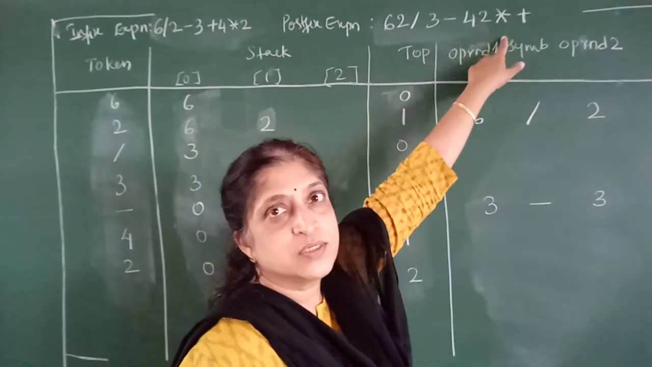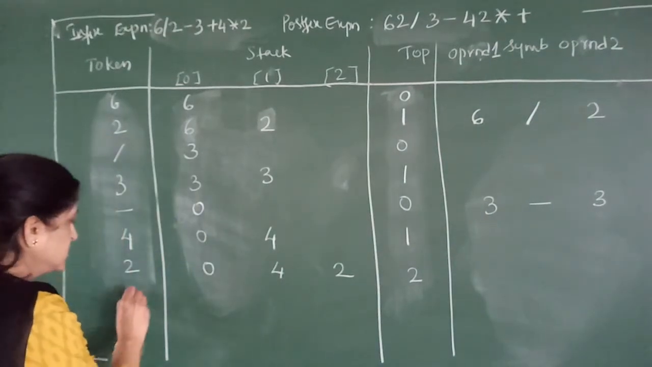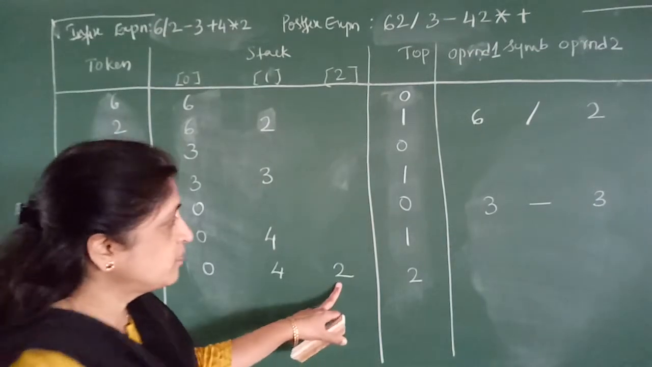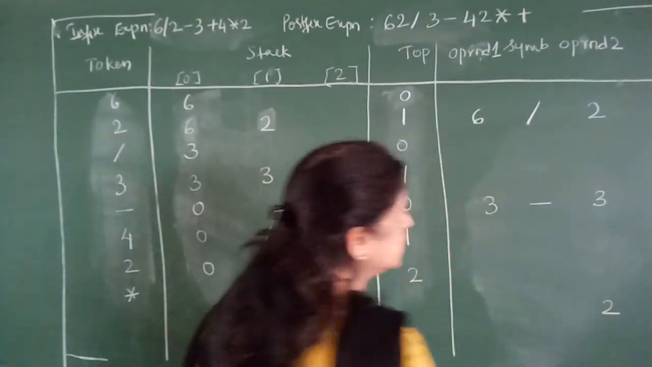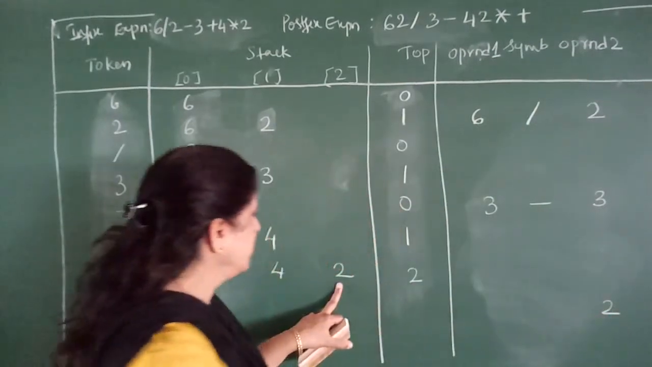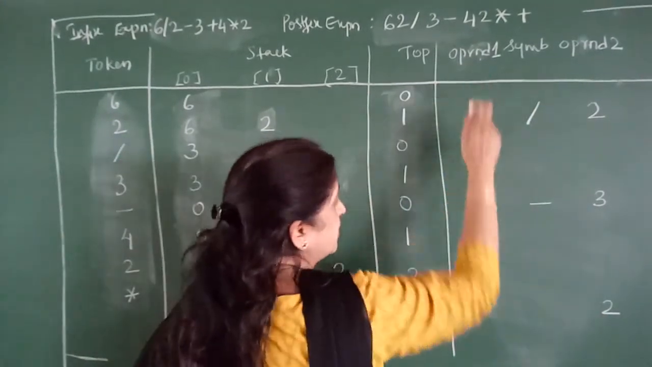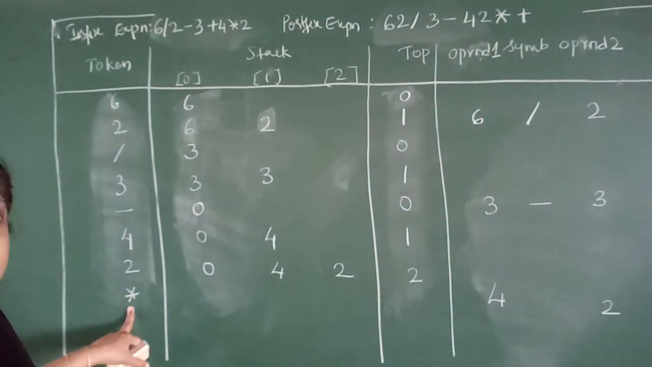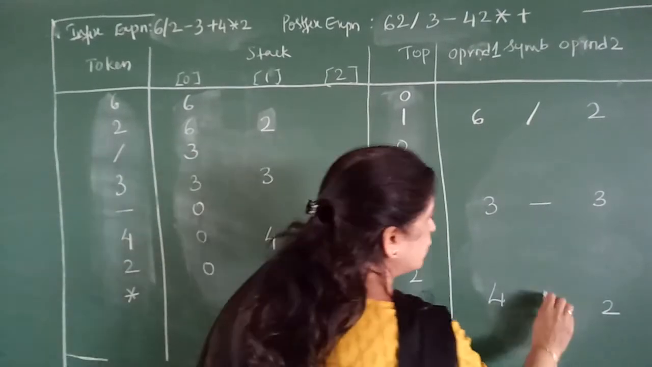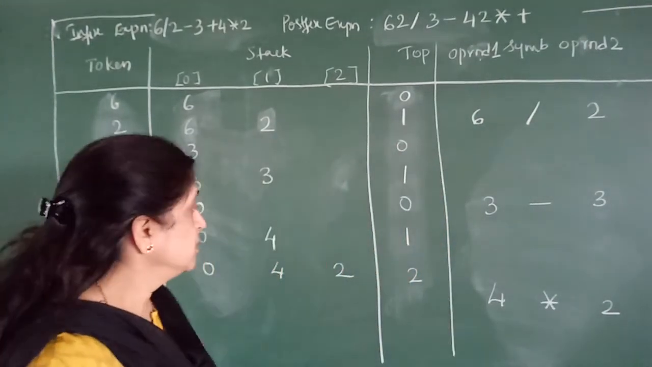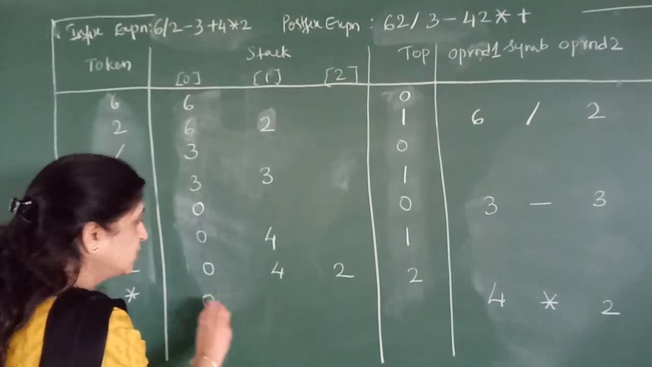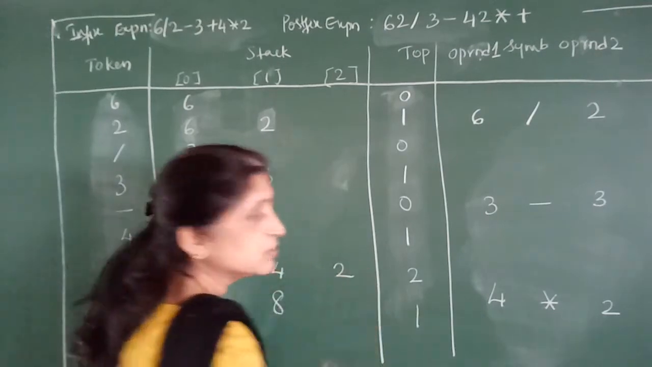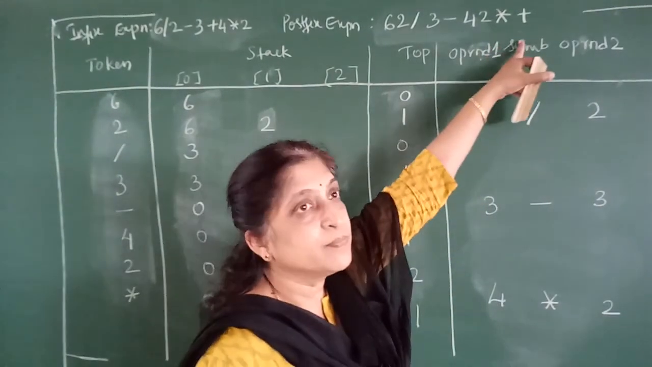The next token is star. It is an operator. So pop 2 elements from stack. So pop 2, that becomes your operand 2. Then we have 4, pop that, so that becomes our operand 1. Apply this operation, star operation. 4 2s are 8. Now we had 0 here, these two are popped, 8 we are pushing to the stack, top is 1.